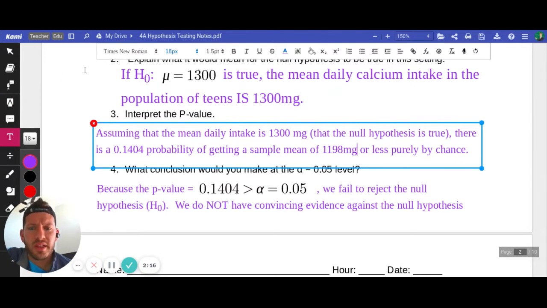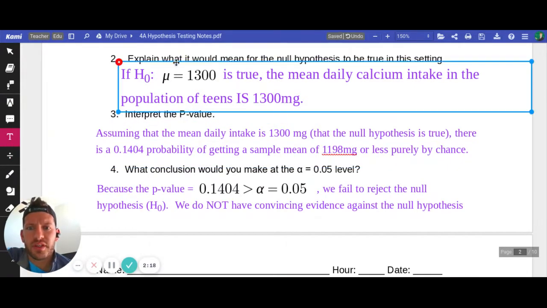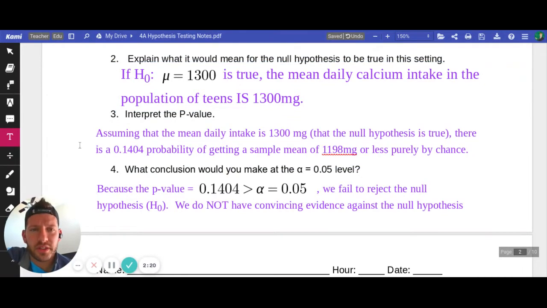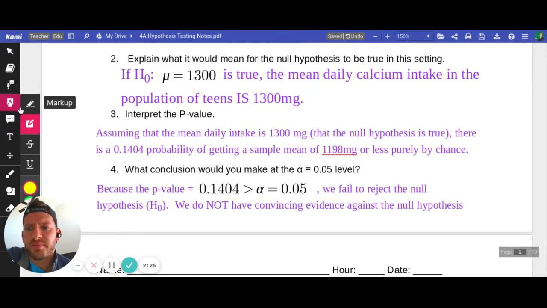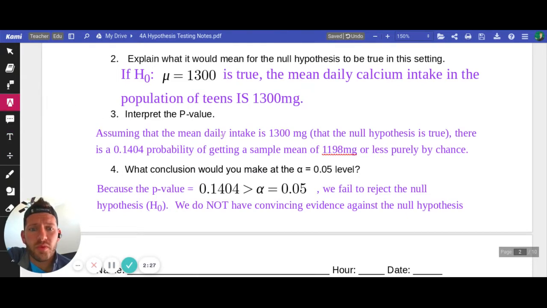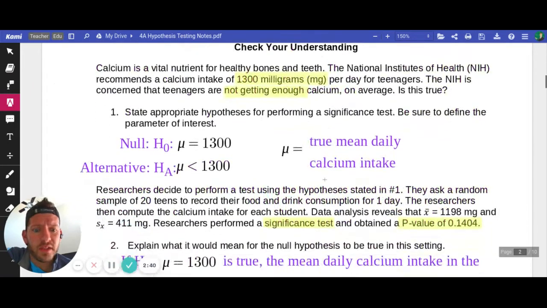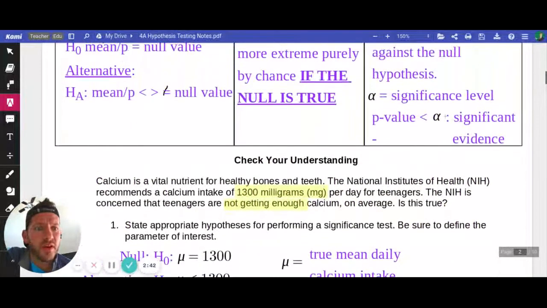So we're saying, how often, if teens were actually getting 1,300 milligrams of calcium a day, when we took a random sample, would we get 1198 or less? And it would happen about 14% of the time. So based on this alpha here at a 0.05 level, remember our alpha is our significance level, and that's what we compare our p-value to.